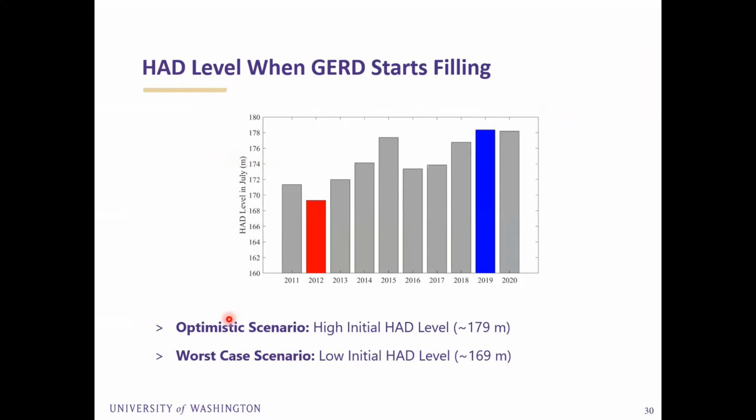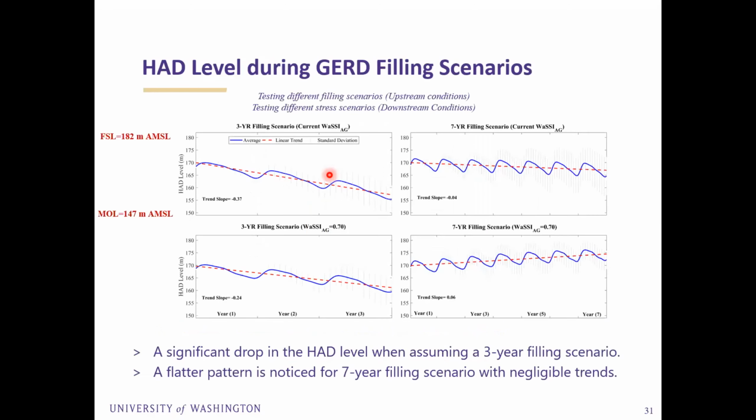So I tested two different scenarios. One of them is a very optimistic scenario using a high High Aswan Dam level, and one is the worst case scenario, which is using a low level. So I selected this based on the last 10 years. Based on the water levels from 2011 to 2020, the lowest High Aswan Dam level was in 2012, which reached around 169 meters. And then in 2019, actually last year, the High Aswan Dam level reached around 179. And by the way, these levels are in July. So I just selected July as the month right before the GERD will start filling its reservoir.